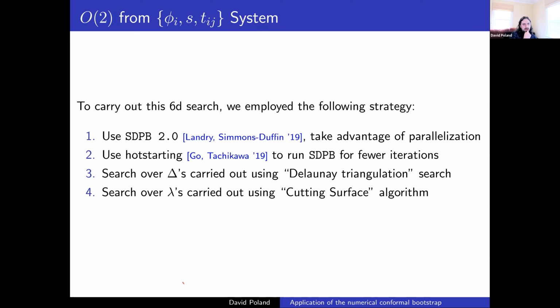For the search through OPE coefficient space, for each point in dimension space we want to know: is there some allowed point in OPE coefficient space or not? To determine the answer to this question, we use a cutting surface algorithm that we developed for this computation.